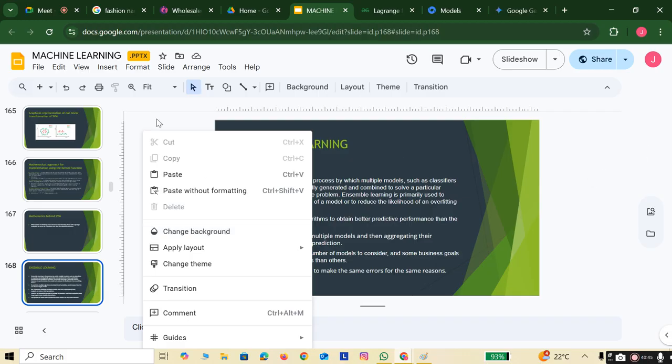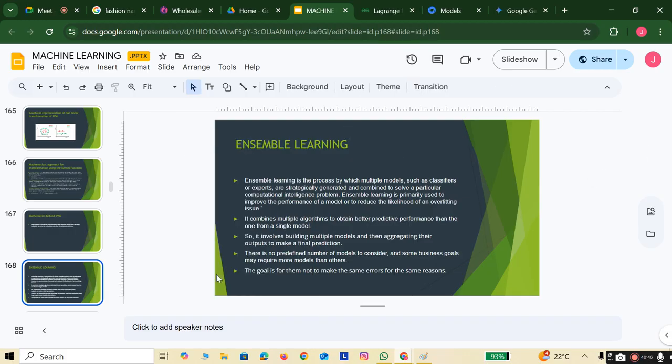Now ensemble learning, the one you're asking about. Ensemble learning is a process by which multiple models, such as classifiers or experts, are strategically generated and combined to solve a particular computational intelligence problem. It is primarily used to improve the performance of a model or to reduce the likelihood of an overfitting issue.